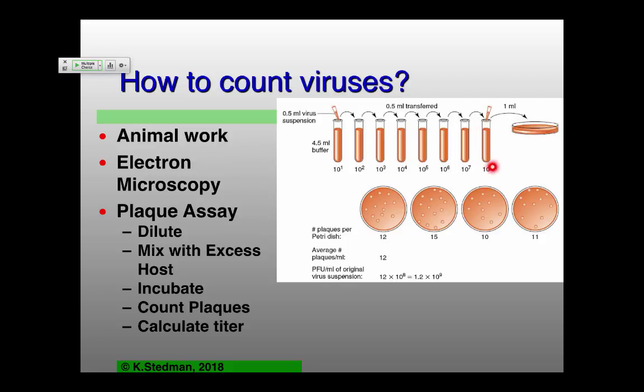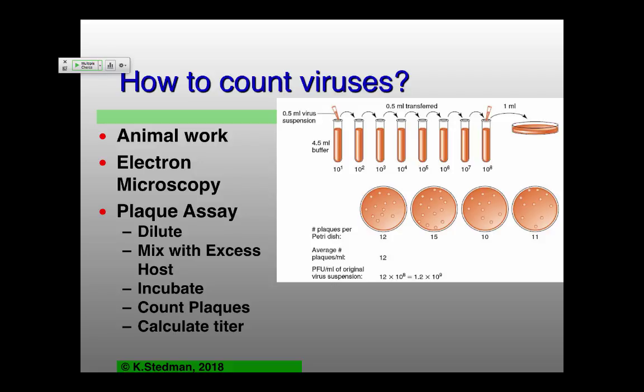And eventually, when you get to this final point right here, this would be a dilution of 10 to the 8th. Often you don't know how many that you're looking at, so you look at various different dilutions here. Then what you do is take this dilution, mix it together with a vast excess of host cells. So this only works if you have a cell culture system.